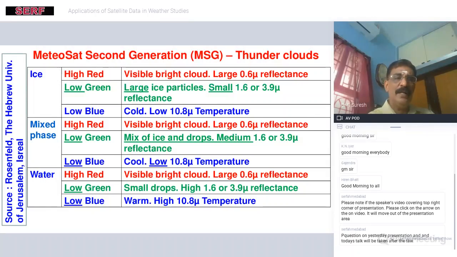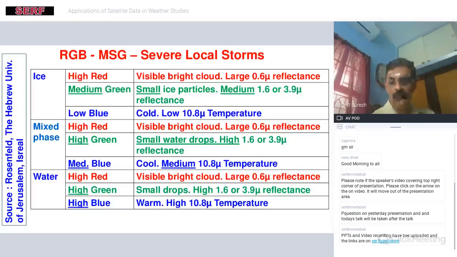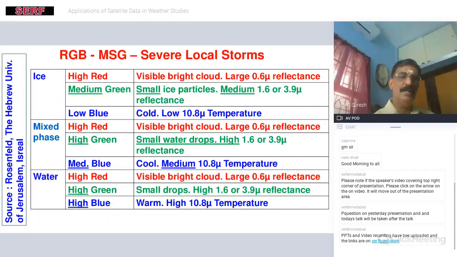So in regard to the ice coming from the IR band, that is probably 10.5, 10.8 micron. The low temperature, the low value, reveals the cold in this first column phase, and then the second one is cool, relatively warm, and the next one is warm. So this you can compare with the severe local storm case. Wherever the difference is there, I just underlined it.